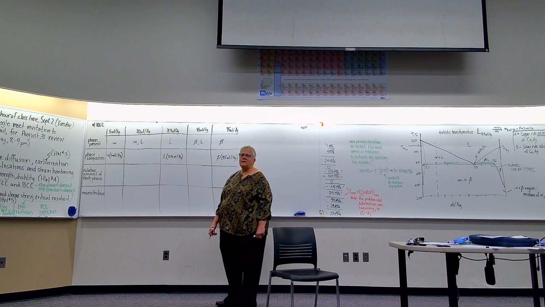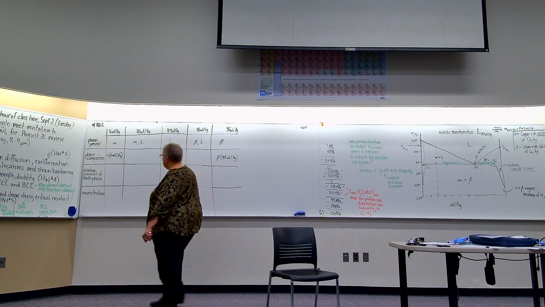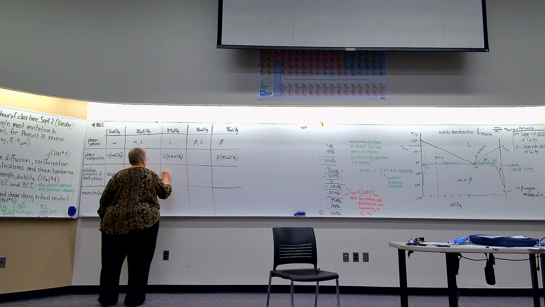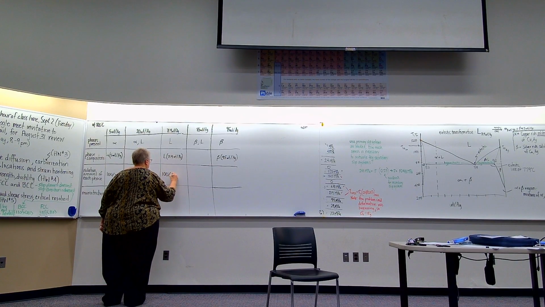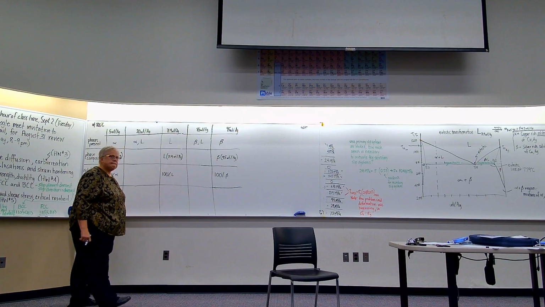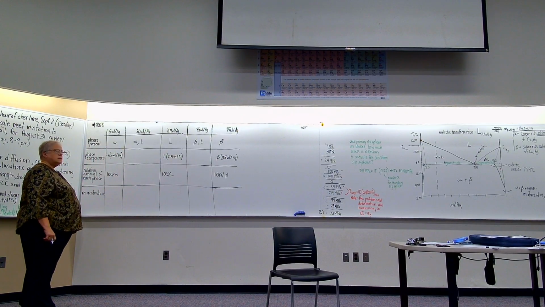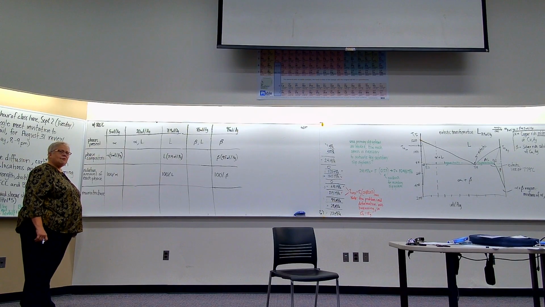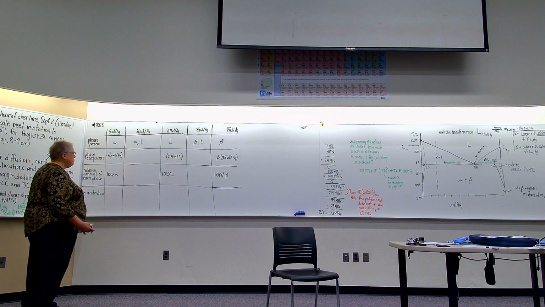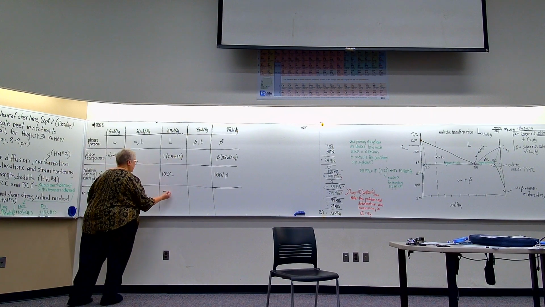If I only have one phase, then the relative amount of that phase is 100%. So here I have 100% alpha, 100% liquid, and 100% beta. It's not really possible to have a microstructure in a liquid. I mean, there's no solids to look at. So there really isn't a microstructure here.